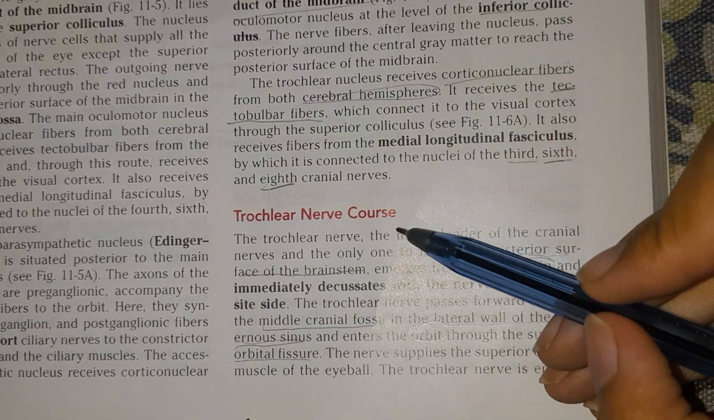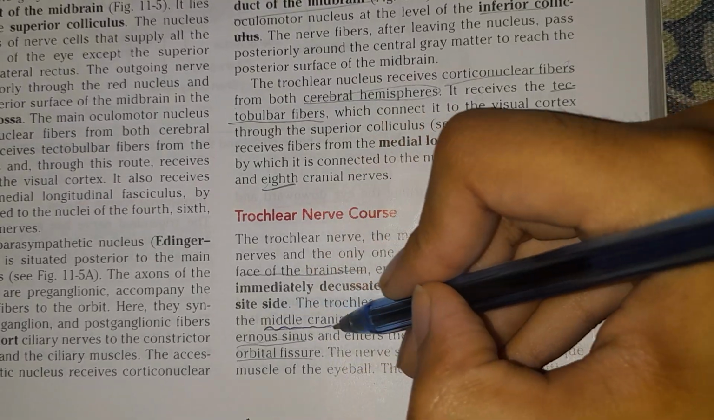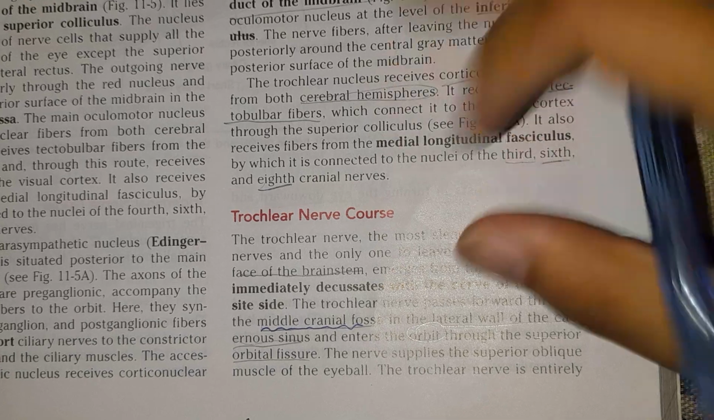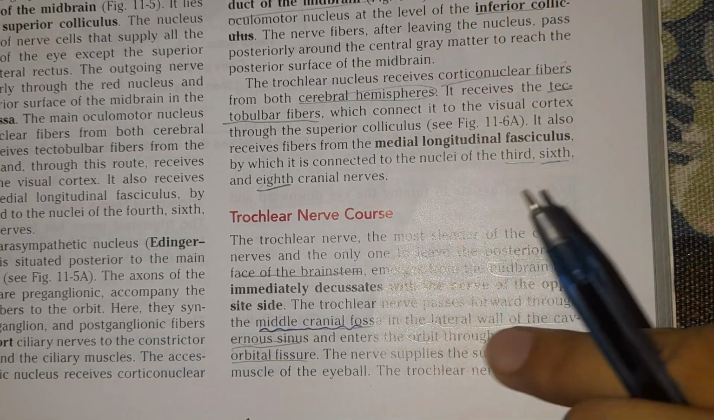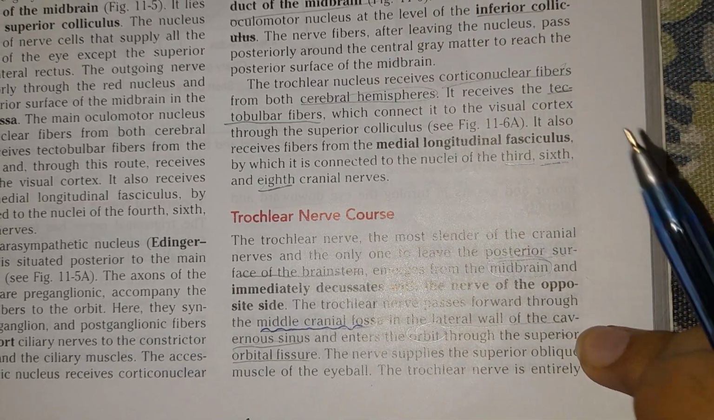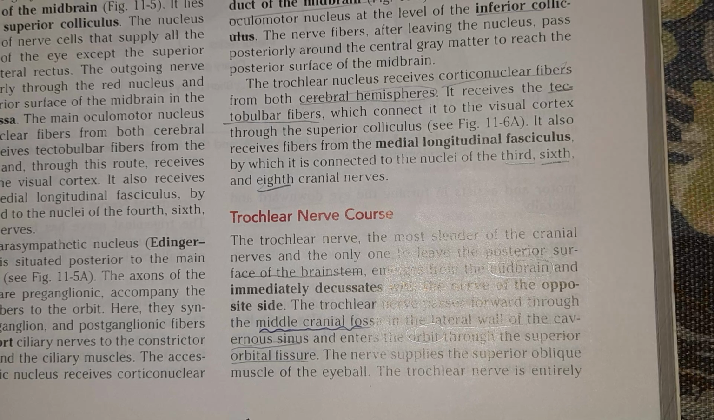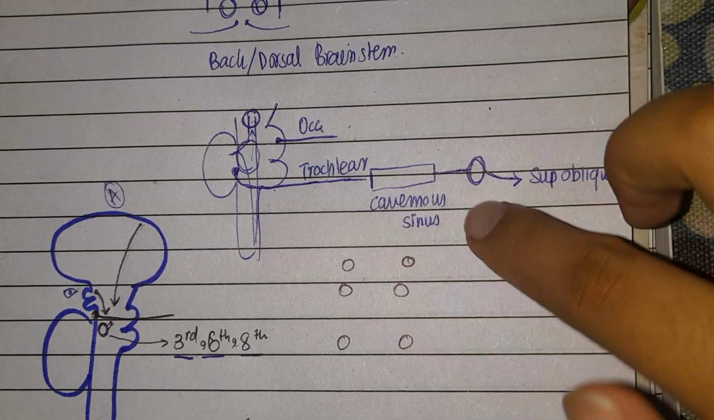Now, one thing we need to know about the trochlear nerve is that it is going to be present in the middle cranial fossa, and from here it is going to come in the lateral wall of the cavernous sinus, and it will then enter into the orbit through the superior orbital fissure. Let me explain that to you. So now this is the main course of our nerve.